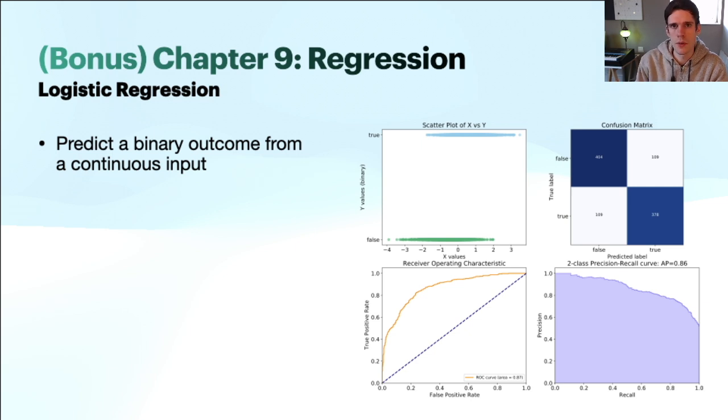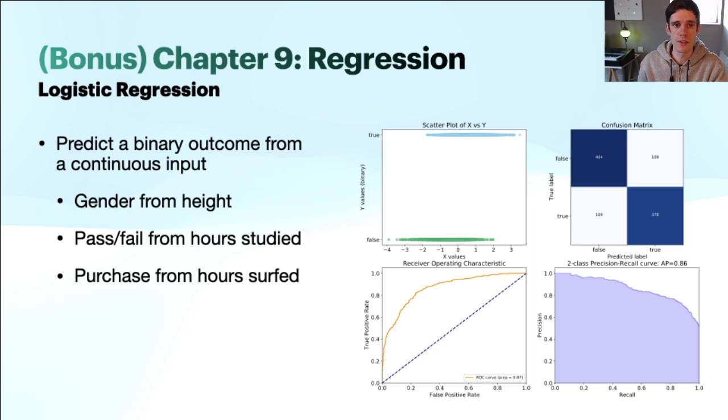So what are some examples where this might be useful? Well, for instance, if you want to predict gender from the height of a person. Even though gender might not be binary, it is still categorized. Or you can predict whether a student will pass or fail a test based on the number of hours that she studied. Again, a continuous input, number of hours studied, and a binary outcome, failed or passed. And another example would be to predict whether a client will make a purchase or not, which is binary, based on the amount of time spent on a specific website.